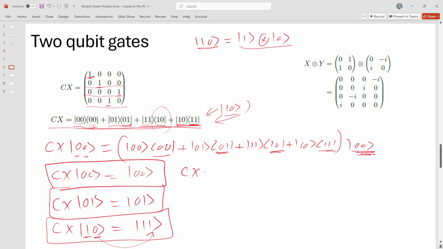Similarly, if we apply CX to 1 1, when 1 1 is coming in here, this inner product would be 1, so I'll be getting 1 0 with non-zero coefficient 1. The other inner products are 0, so all of the other three terms go away, and this is what we should get.